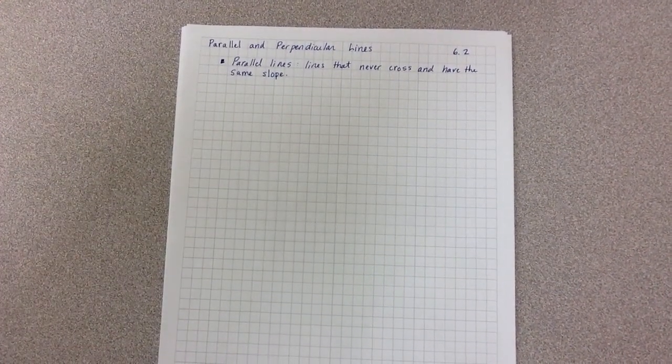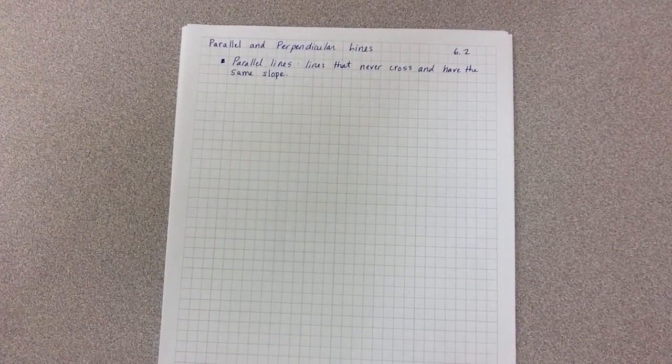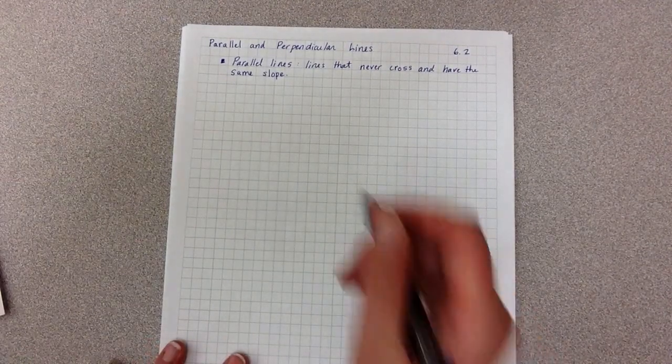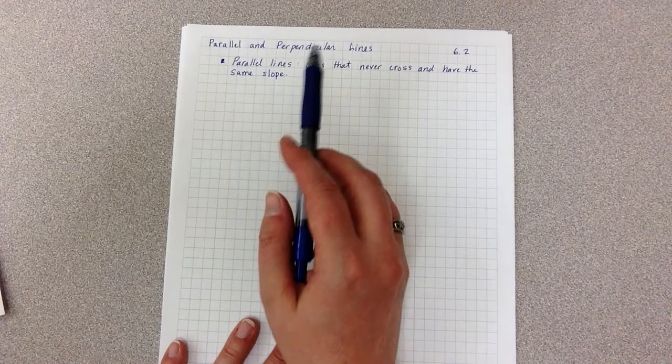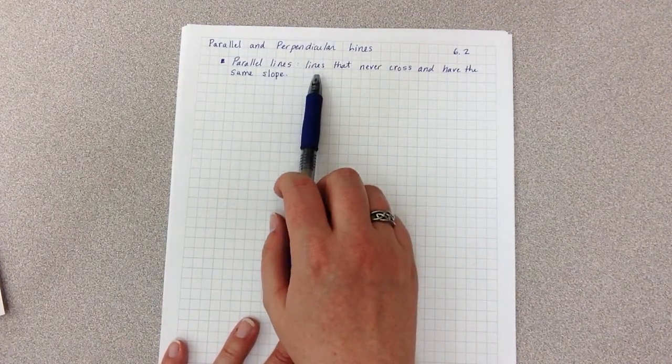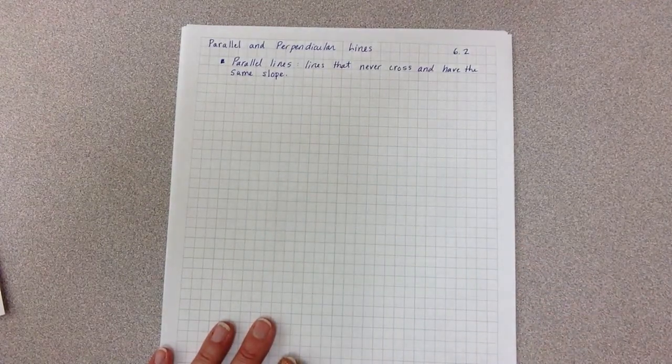These notes are on parallel and perpendicular lines, which is the topic that is discussed in section 6.2. So first, some definitions. Parallel lines are lines that never cross and have the same slope.